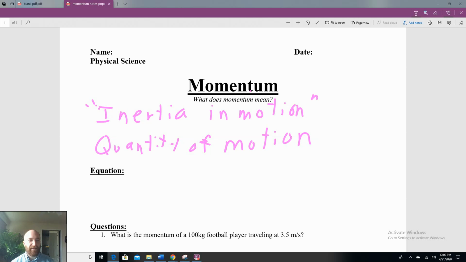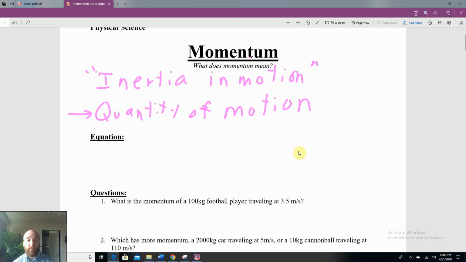So it's kind of a strange idea. But I like this definition the most myself: the quantity of motion, or the amount of motion that an object has. And it is related to the mass of the object and the velocity. And so the equation has both of those things in it. The equation for momentum is P is equal to mv.